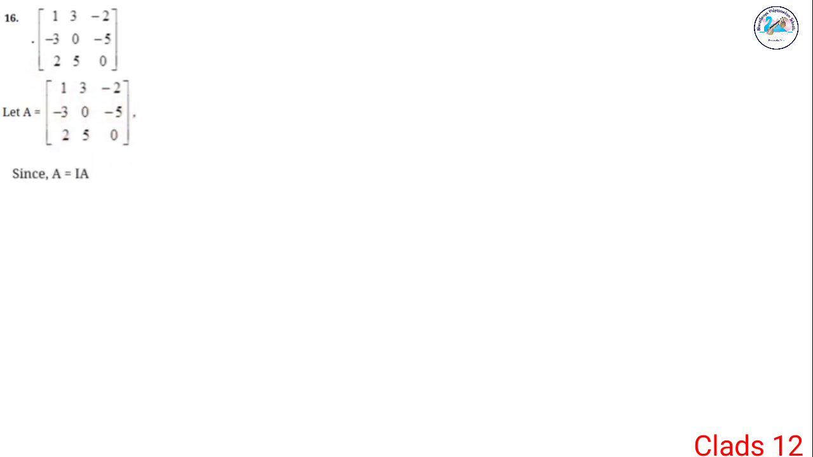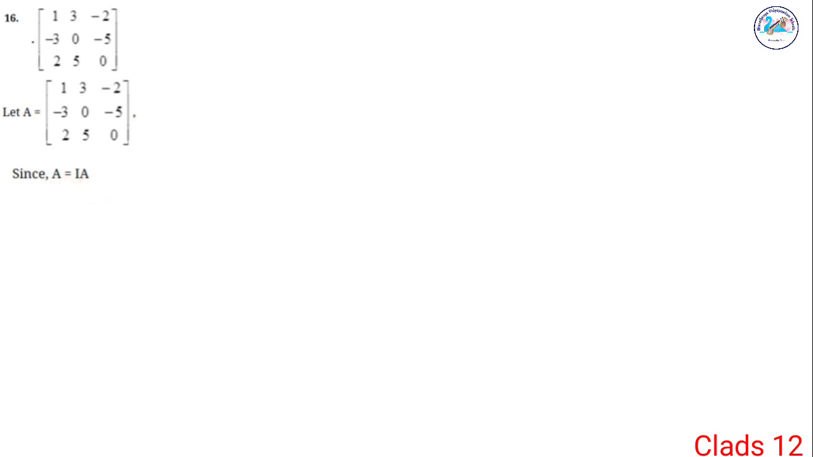Now we shall move on to question number 16. A 3 by 3 matrix is given to you. We have to find the inverse of this matrix. As before, we have to take the matrix as A. A is equal to 1 3 minus 2, minus 3 0 minus 5, 2 5 0. And we have to write the result.